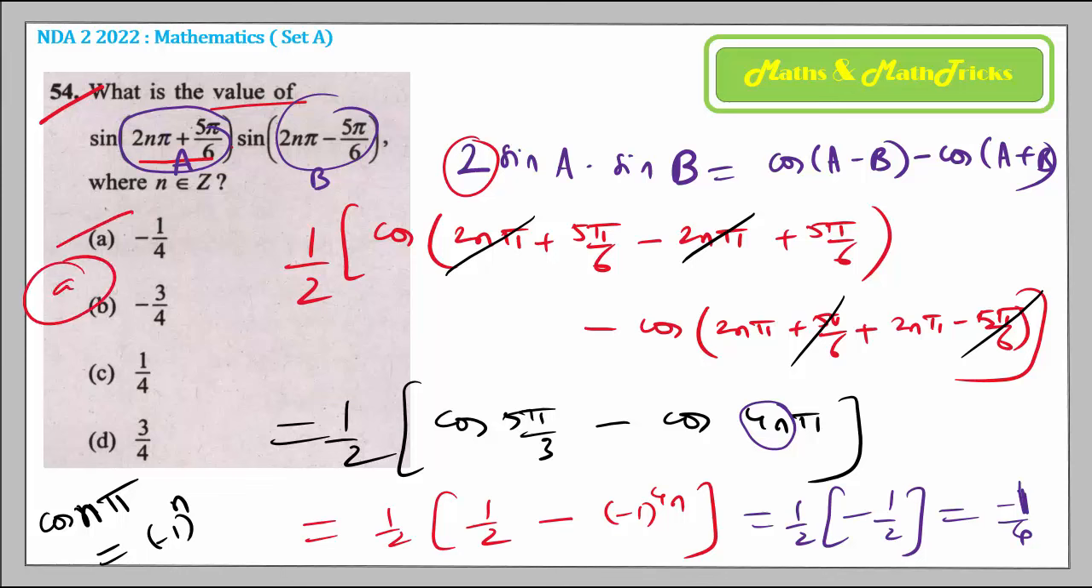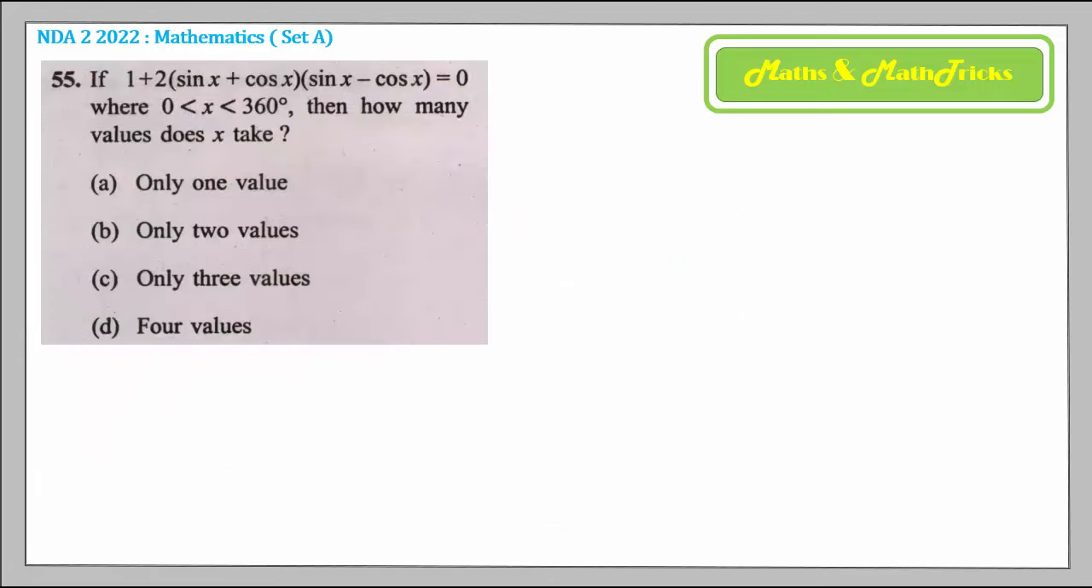Alright. And the last question on the trigonometry for this particular session, that is questions from NDA 2 2022 trigonometry based questions from mathematics paper. So here is the question which is demanding you, then how many values for x holds for this particular identity they gave.